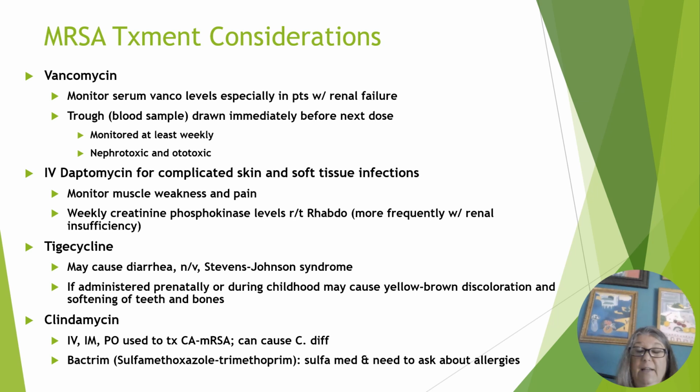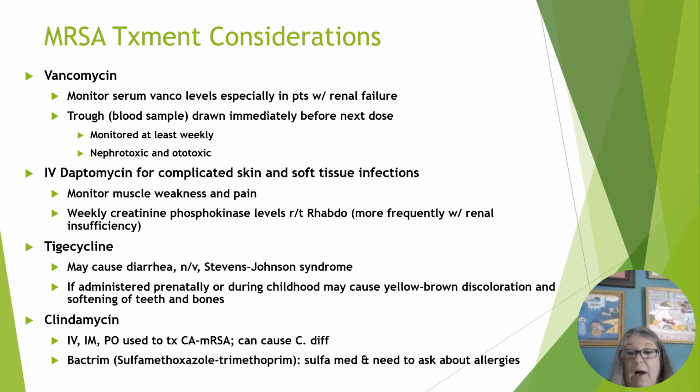Tigecycline is in the glycylcycline antibiotic class that has extended spectrum activity against gram-positive, gram-negative, and anaerobic microorganisms. So all you need to know is tigecycline is effective against a lot. Tigecycline, though, may cause diarrhea, nausea, and vomiting. It also decreases the effectiveness of oral contraceptives, so we're going to want to let female patients know about this, right? We're also going to want to assess for rash.